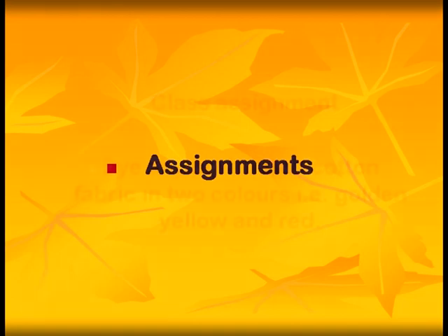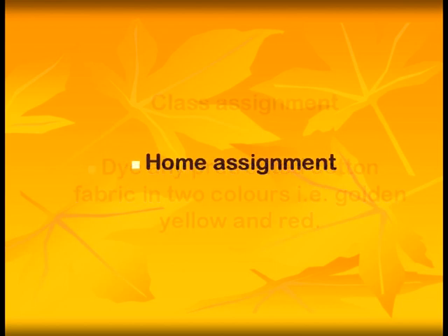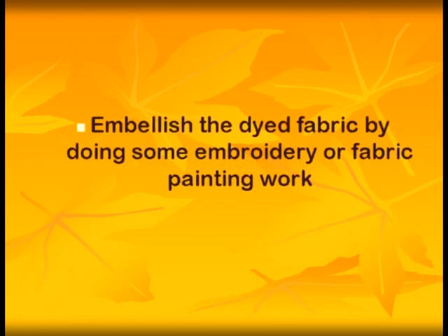Assignment. Dye any pretreated cotton fabric in 2 colors. The colors you are going to use would be golden yellow and red. For your home assignment, after you have dyed this fabric, please embellish the dyed fabric by doing some embroidery or fabric painting work.